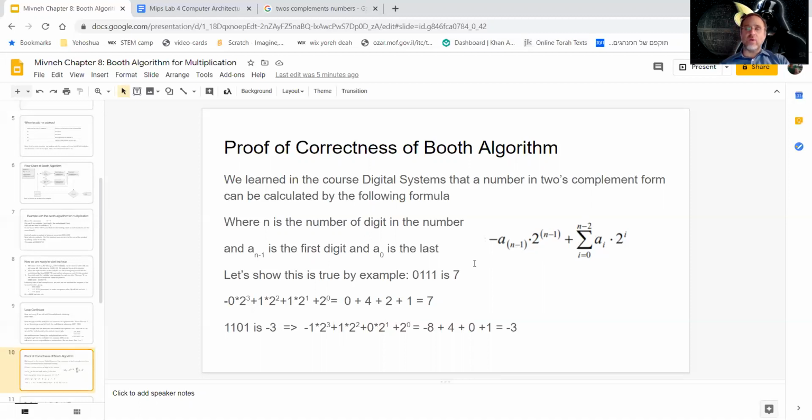But let's see how it works. Let's see an example. It's basically the same thing as normal binary, except the negative, but let's see how it works. Let's see the example 7. 0, 1, 1, 1 is 7. Notice I have to write the 0 here. Otherwise, it's not 2's complement. 2's complement means that it's got a leading 0 when it's positive.